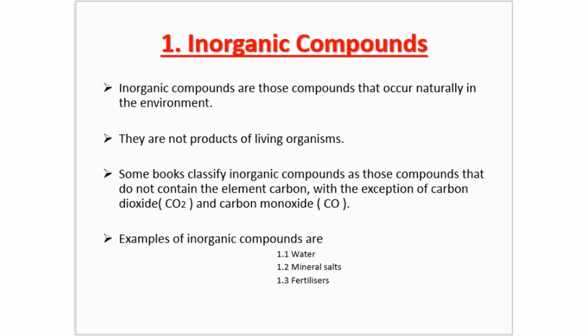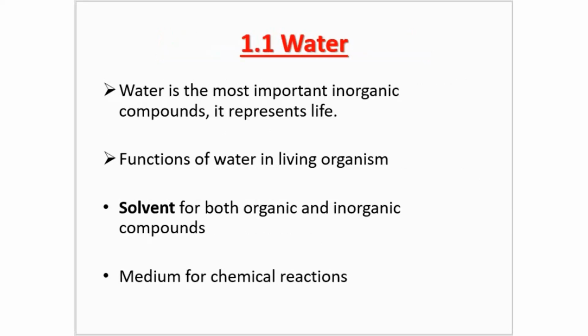Some folks will classify inorganic compounds as those compounds that do not contain the element carbon, obviously with the exception of carbon dioxide and carbon monoxide, given that these two compounds do have carbon in them, but they still occur naturally. So the main point you can take is inorganic compounds occur naturally in nature. They are not the products of living organisms. Now, examples of inorganic compounds include water, mineral salts, and fertilizers.